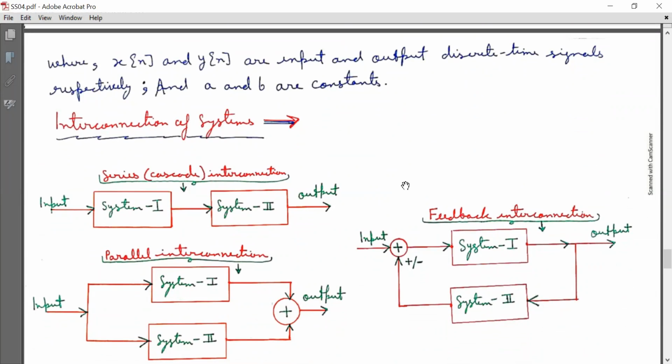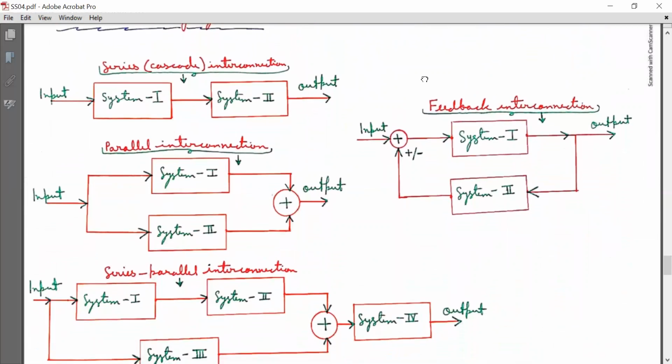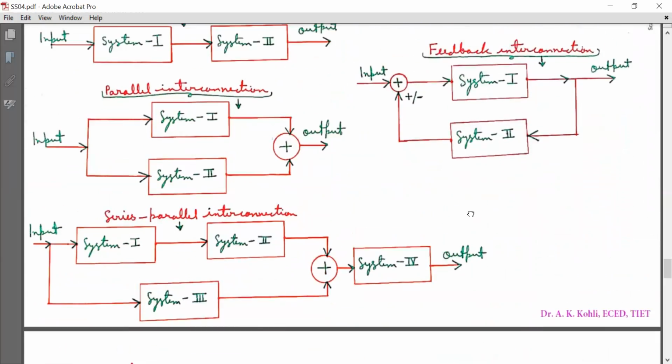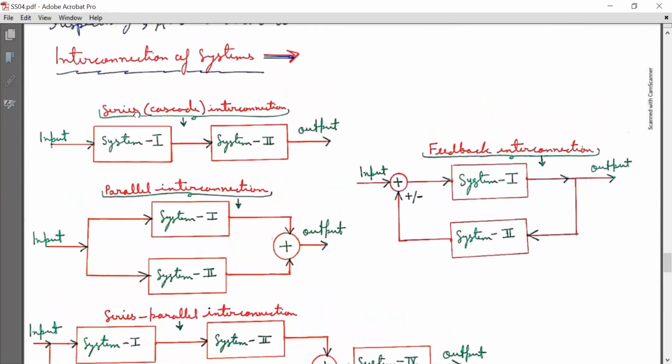Now, interconnections of systems. Now I have plotted four major types of interconnections. The first interconnection is series or cascade interconnection, in which input is given to system 1 and the output of system 1 is given to system 2 as input, and finally we receive output here. So this is cascaded interconnection.